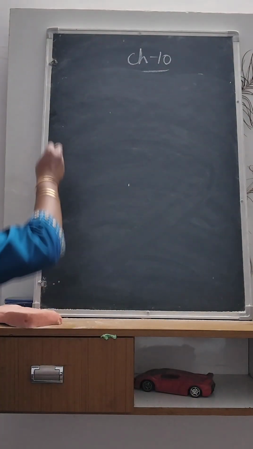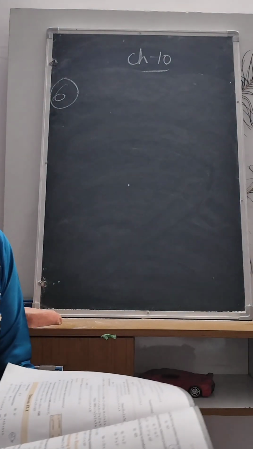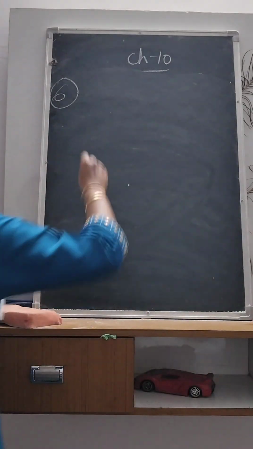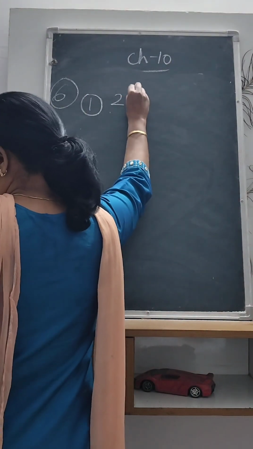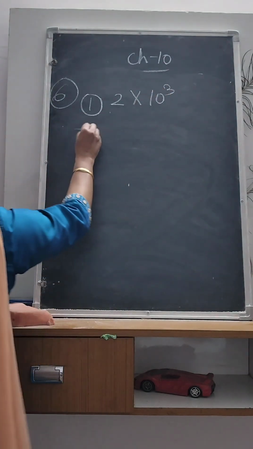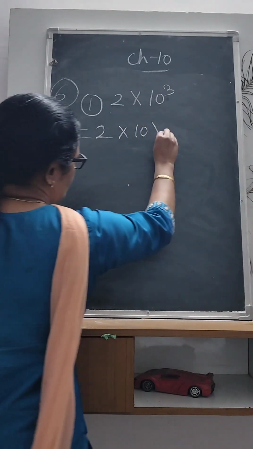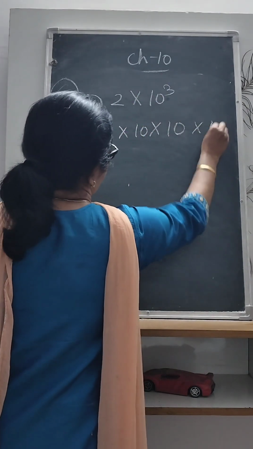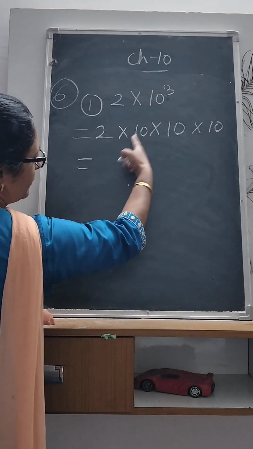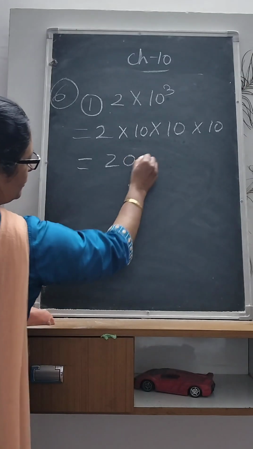Now question number 6, it is written, simplify. Whatever statement is given, evaluate it, and you will solve it in this way. 2 into 10 raised to power 3. It means you write 2, and 10 is repeated how many times? 3 times. So you can write it this way. Now multiply: 10 into 10 is 100, 100 into 10 is 1000, 1000 into 2 is 2000.